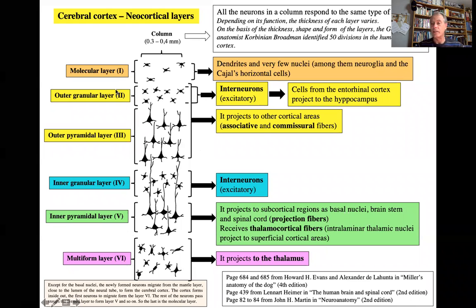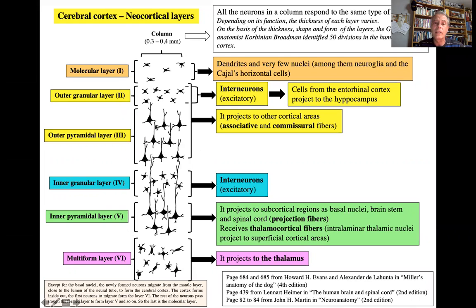Talking about layers, we have talked about that in the development lesson. But now we are going to identify in the neocortex, as we see, there are layers, up to 6 layers. And you remember that the oldest layer is the deepest layer. In this case, it is the multiform layer that projects to the thalamus. And the newest is the molecular layer, right? In between them, we have other layers.